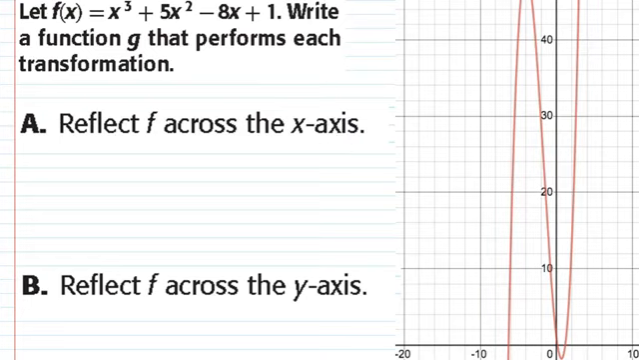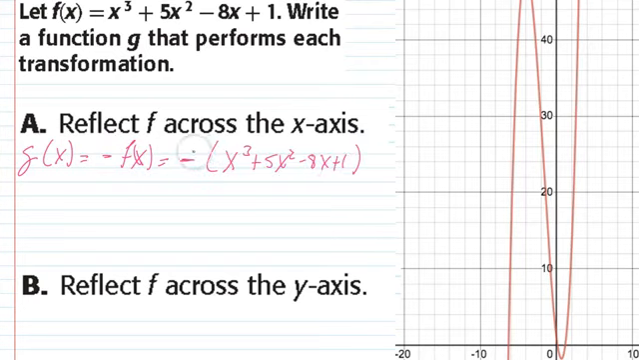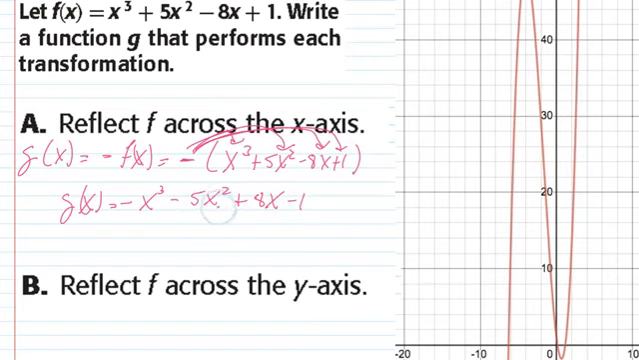Remember, reflection across the x-axis is going to be g of x is equal to negative f of x. Well, what that means is that you're going to have a negative and then your function, which then means you distribute. After you finish distributing the negative sign through, negative x cubed minus 5x squared plus 8x minus 1. We simply reversed all of the signs all the way down.